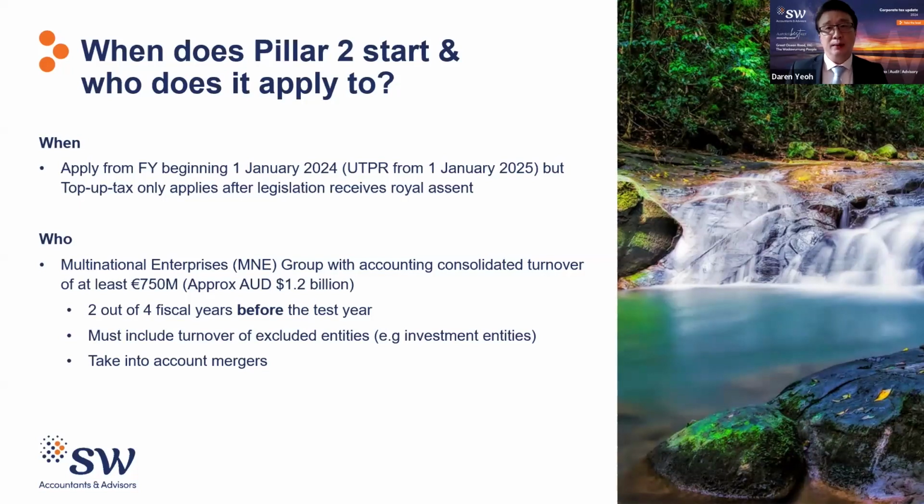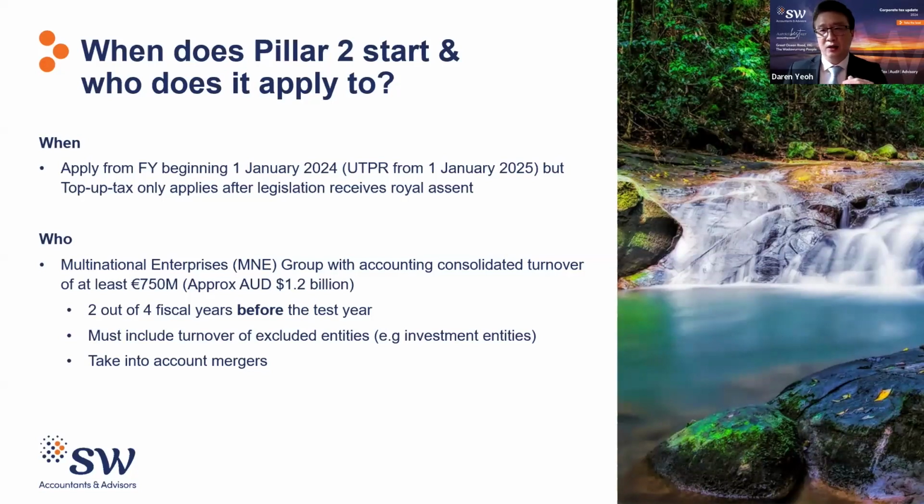So who does the rules apply to? It applies to multinational groups, so you need to be doing business in at least 2 countries with an accounting consolidated turnover of at least euro 750 million or more. And this is the currency and threshold that is contained in the exposure draft legislation, the assessment bill. So you look at 2 out of the 4 years before the start year. So for December balance at 1 January 2024, you should already know whether or not Pillar 2 applies to you.